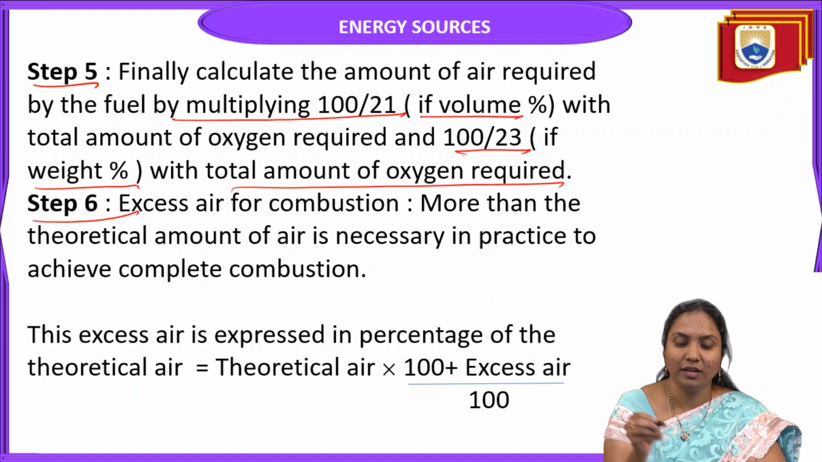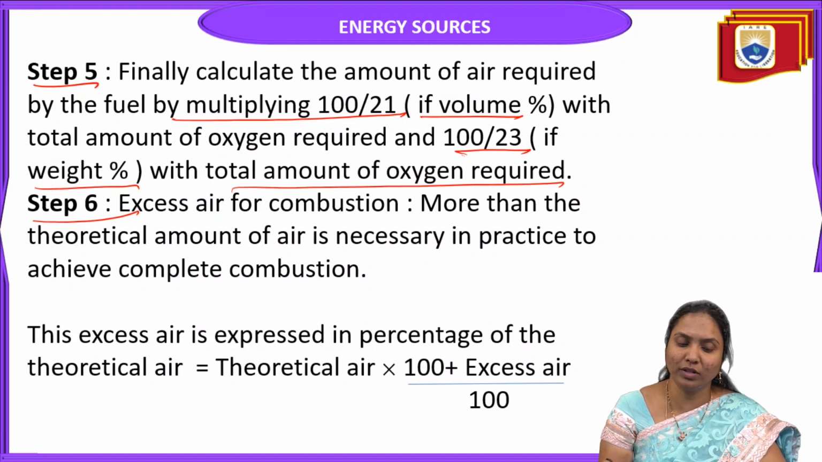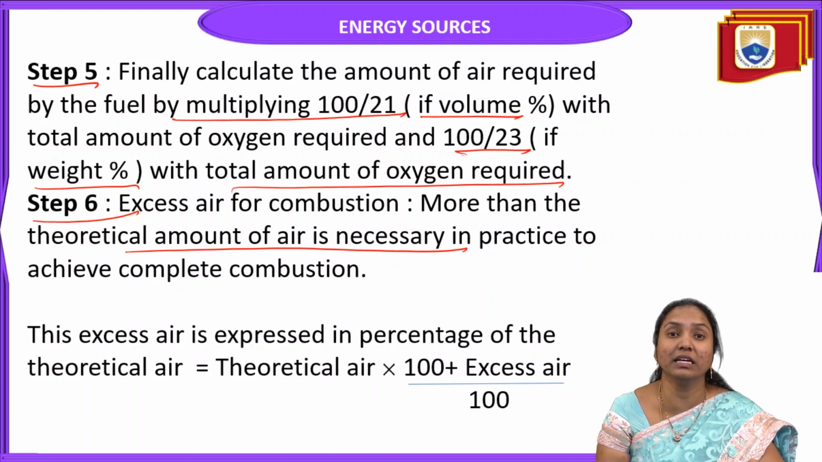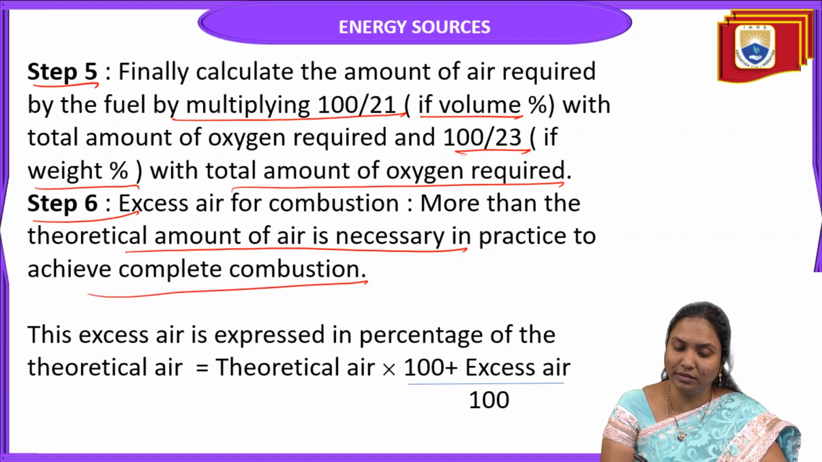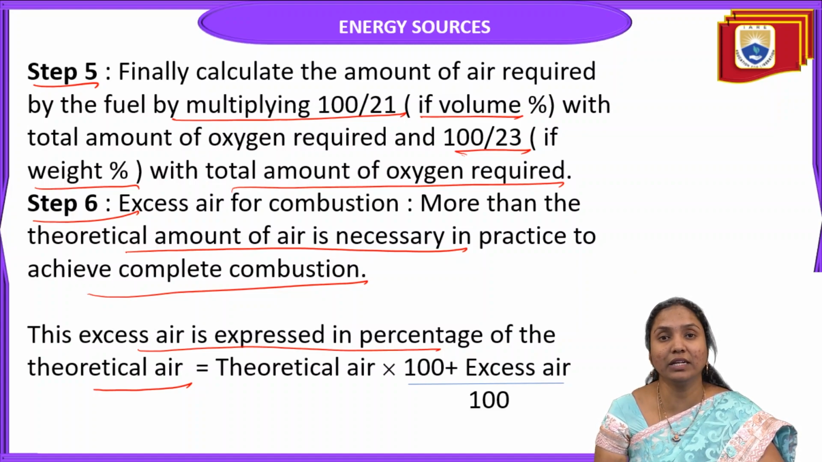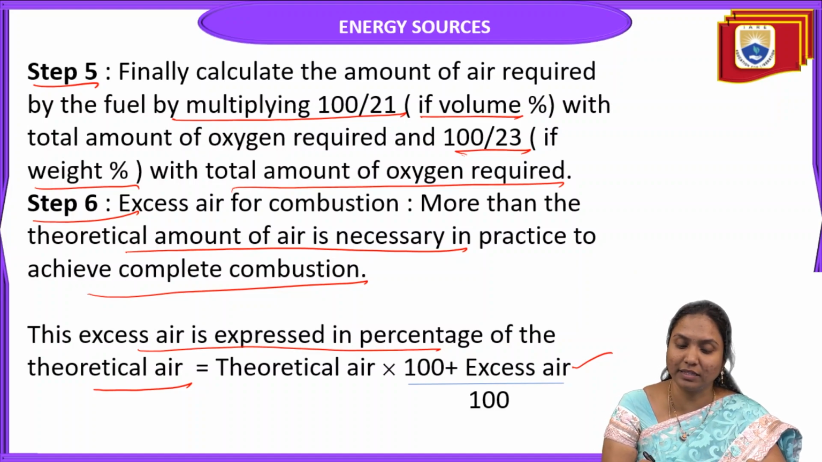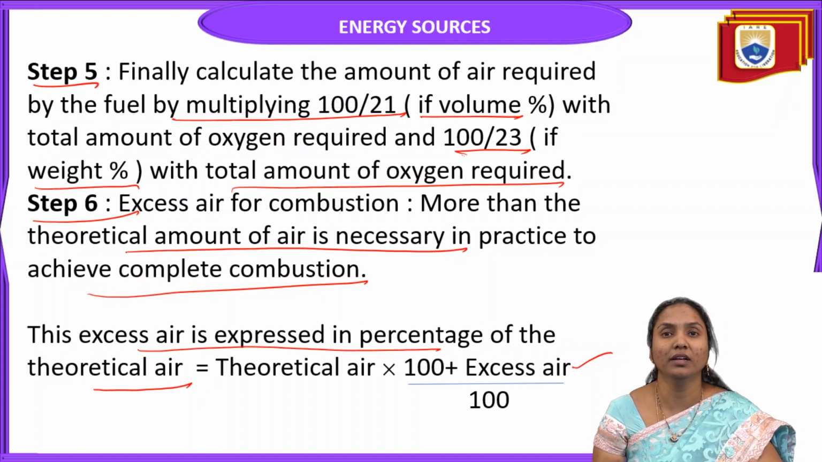Next, step 6, excess air for combustion. More than the theoretical amount of air is necessary in practice to achieve complete combustion. The excess air is expressed in percentage of the theoretical air. So it equals theoretical air into 100 plus excess air by 100. This is the formula mainly used when excess air is expressed in percentage of theoretical air.